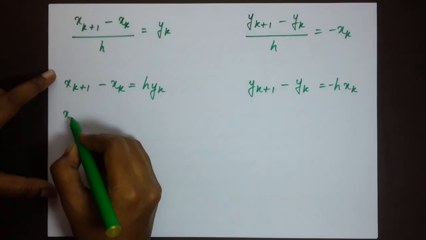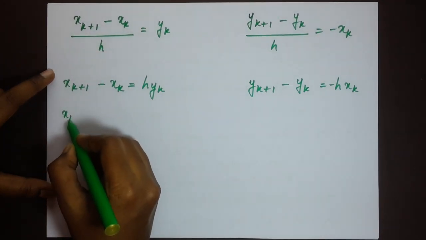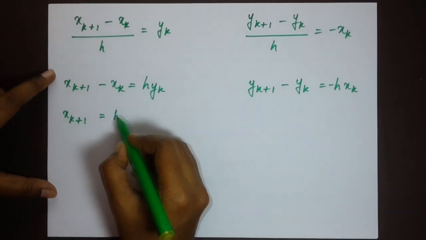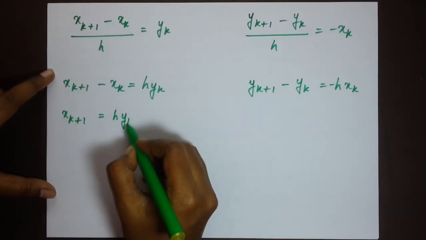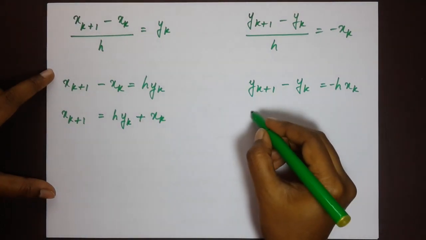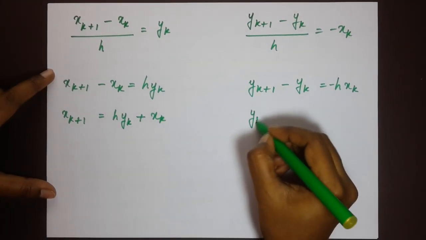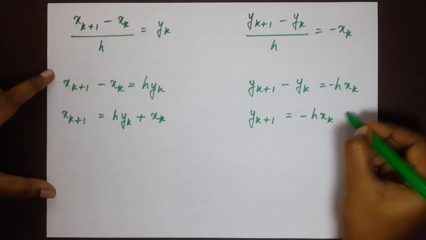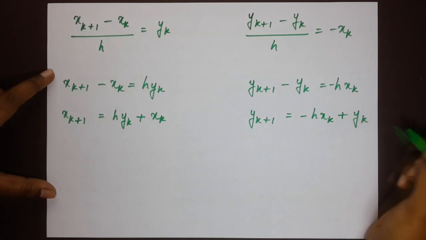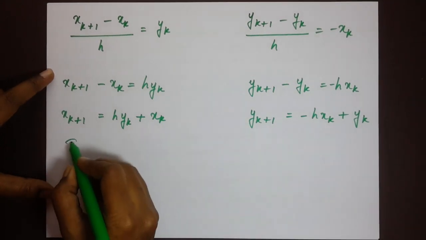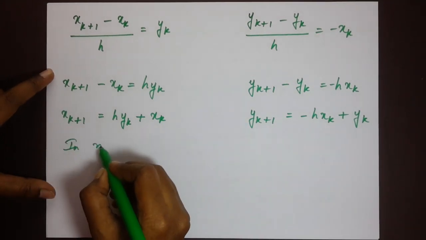Furthermore, I am going to isolate just xk plus 1. Then we can write this as hyk plus xk. And on this side, yk plus 1 equals minus hxk plus yk. Now these two equations can be written in matrix form. That's going to be our next step.